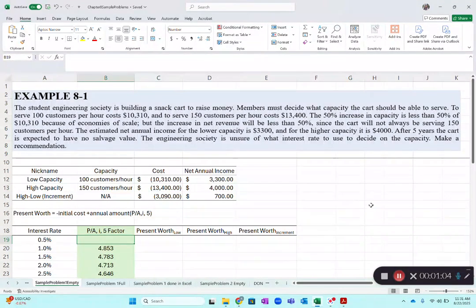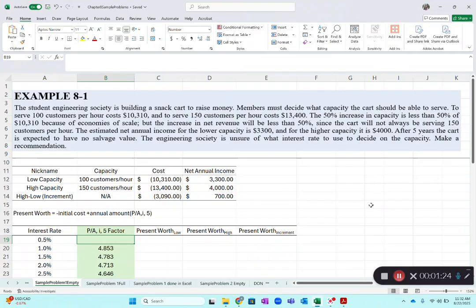The estimated net annual income for the lower capacity is $3,300, and for the higher capacity, it's $4,000. After 5 years, the cart is expected to have no salvage value. The Engineering Society is unsure what interest rate to use to decide on the capacity. Make a recommendation.